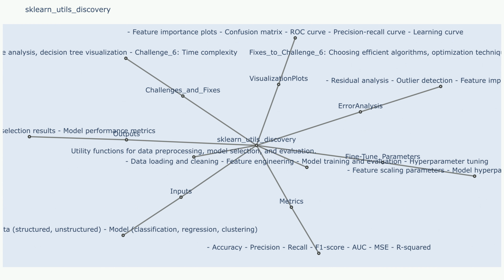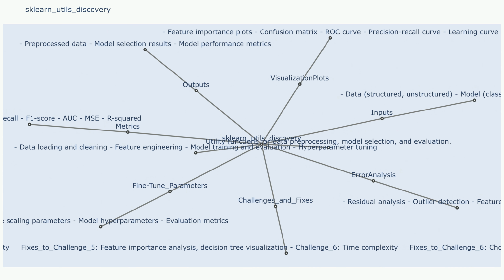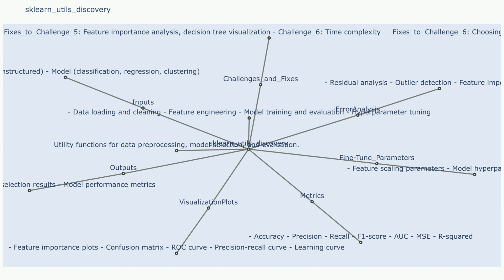Challenge 5: Hyperparameter tuning. Finding the optimal combination of hyperparameters can be time-consuming and computationally expensive. Sample use case that resulted in Challenge 5: optimizing the number of trees and maximum depth in a random forest model. Fixes to Challenge 5: utilize techniques such as grid search, random search, or Bayesian optimization to efficiently explore the hyperparameter space. Employ strategies like cross-validation to avoid overfitting during hyperparameter tuning.